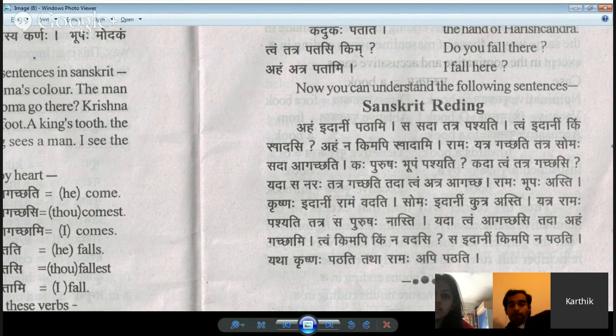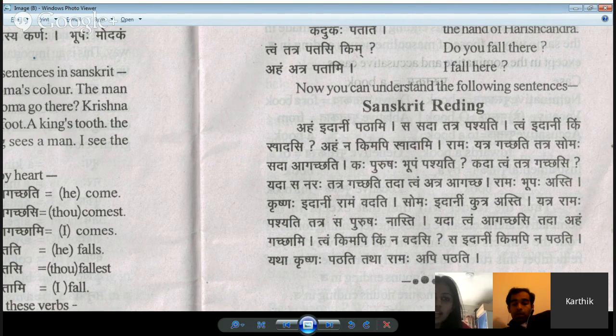Somaha idani putra asti. So where is Somaha now? Now, Soma now. यत्र रामः पश्यति तत्र स पुरुषः नास्ति. Nasti. So where Ram sees, there the man Nasti is what? Nasti is actually na asti. That becomes nasti. He is not there. The man is not there. Maybe you can take the next one also.